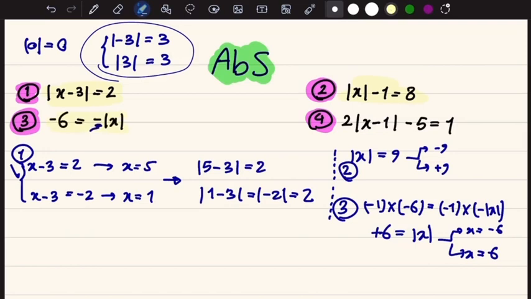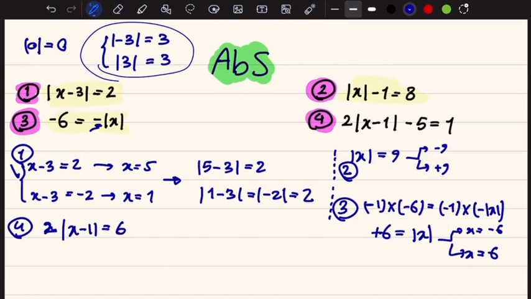And let's go to the last one, which is a little bit tricky compared to the other ones, but it is an easy example. So the equation says 2 times absolute value of x minus 1, minus 5 is equal to 1. So what we will do, we will move minus 5 to the right hand side of the equation, so the equation becomes 2 times absolute value of x minus 1 equals 6.